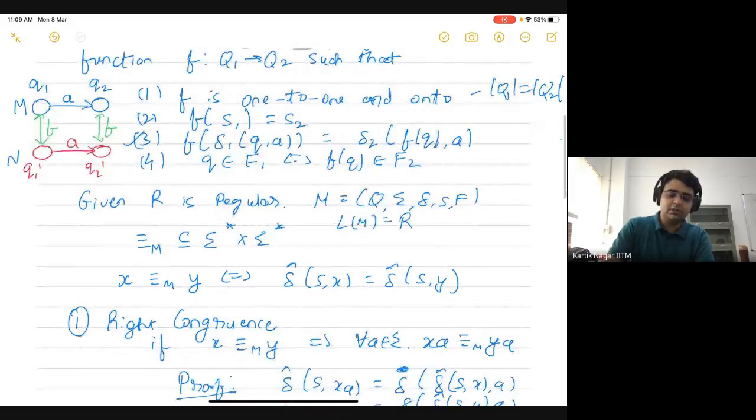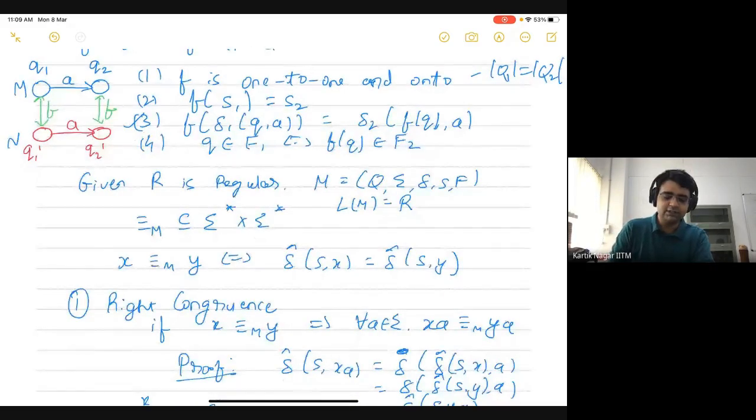Then we went into defining what is a Myhill-Nerode relation. We said that if you have a regular language R, and you consider a DFA M which accepts that language, so L of M is equal to R, then we define this relation on the strings of sigma star. So this relation is defined on sigma star cross sigma star. It relates any two arbitrary strings in sigma star. It need not just relate strings which are in R or not in R and so on.